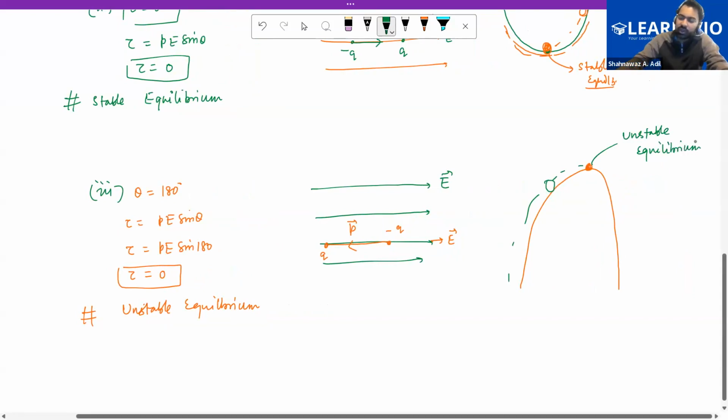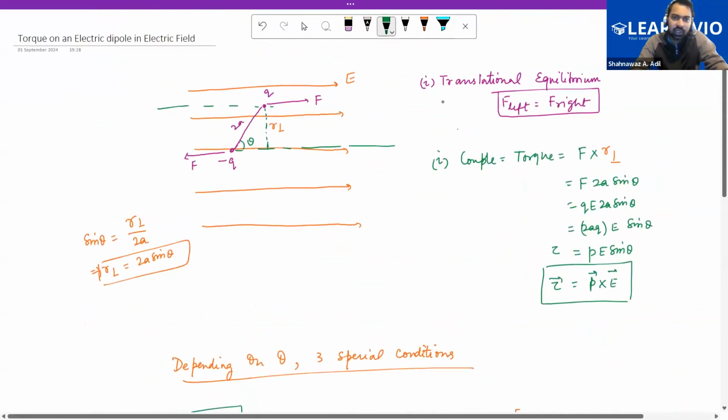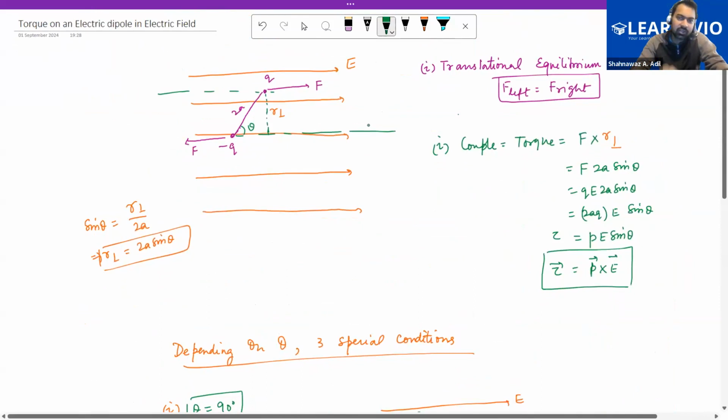So this was about the talk on dipole, right? Please note it down, and then we'll start flux, electric flux, the last topic, right? Okay, sir.